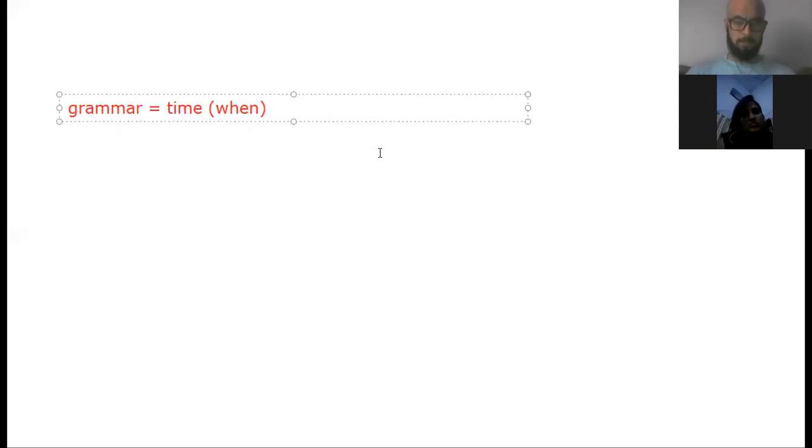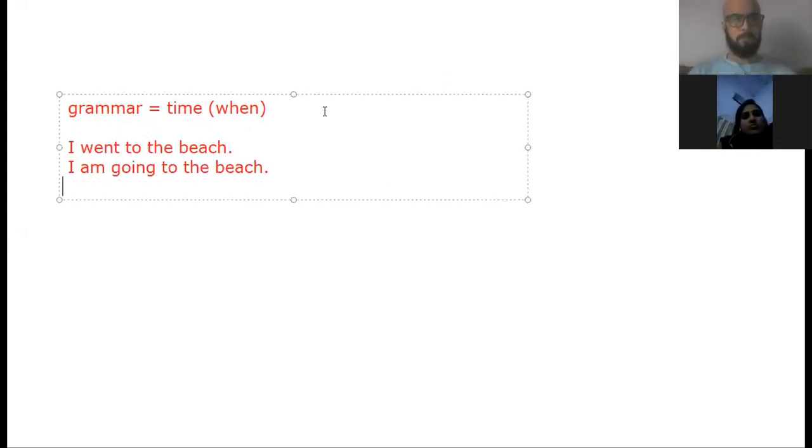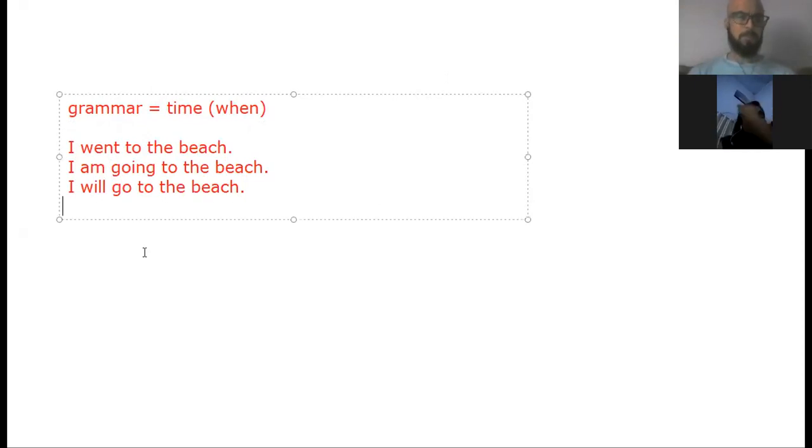So basically, let's look at three sentences. Okay, we have three sentences here. I went to the beach. I am going to the beach. I will go to the beach. So who can tell me which of these three sentences is the future? Who can tell me which sentence is the future?